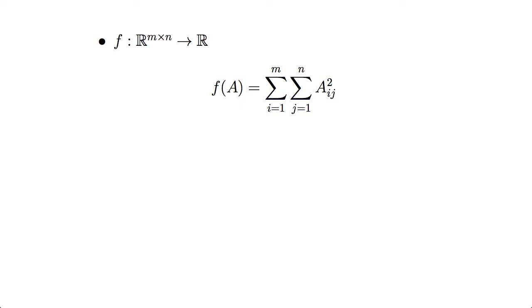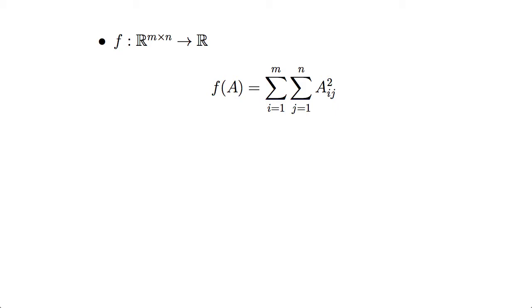So what we're doing here is we're just taking all the elements of A and squaring them and adding them all up. You can think of this as analogous to the L2 norm squared of a vector, but for a matrix. So how do we come up with a function in simpler form that does the same thing?